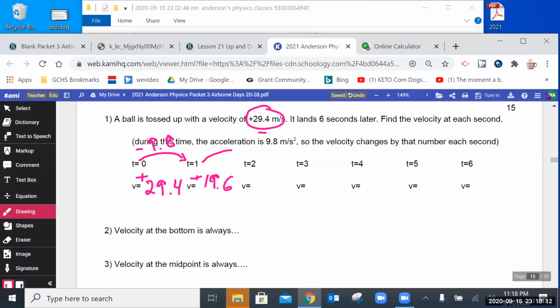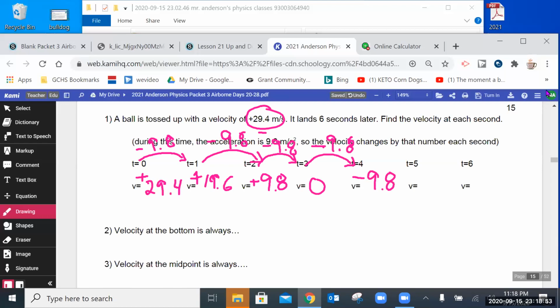During the next second, it changes by negative 9.8 again. Positive 19.6 minus 9.8 is a positive 9.8. During the next second, it changes by negative 9.8 again. Positive 9.8 minus 9.8 is 0. During the next second, it changes its velocity by negative 9.8. 0 minus 9.8 is negative 9.8.